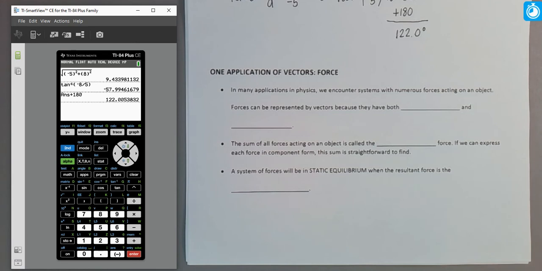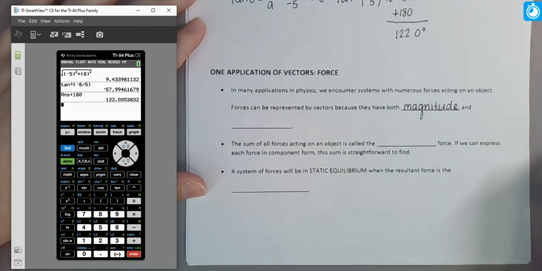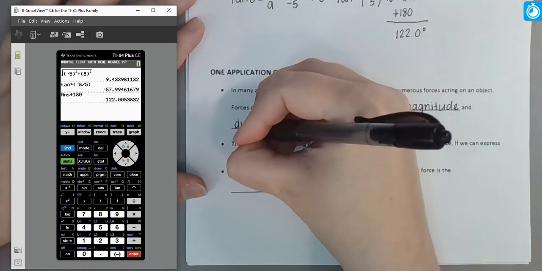In certain applications in physics, we encounter systems. A system just means a collection of events, different things going on, where numerous forces are acting on an object. So we have the force of gravity. We also have what's called the normal force. If something is sitting on the surface of the earth, the surface presses back up. That's what we call the normal force. Suppose gravity is acting, the normal force is acting, but maybe an object is being pulled or pushed in a particular direction. That adds an additional force. So all of those forces combine together to create this system of forces. Individual forces can be represented by vectors because they have both magnitude, which is again the amount of force being applied, and direction.